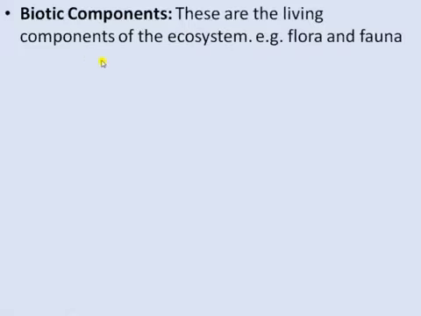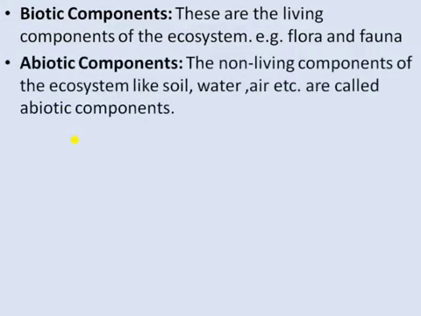Next are the two components, biotic component and abiotic component. These are the components of a habitat. A habitat is made up of two basic components. Biotic means the living component and abiotic means the non-living component. The biotic components are the living components of the ecosystem, for example flora and fauna, and the abiotic components are the non-living components of the ecosystem like soil, water, and air.